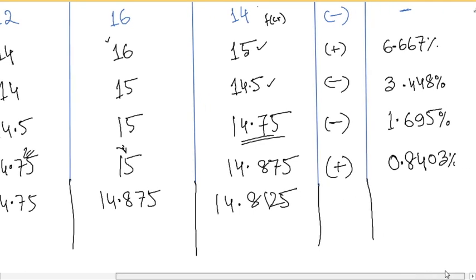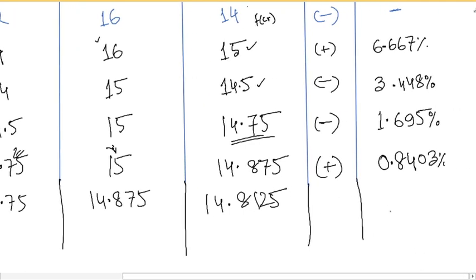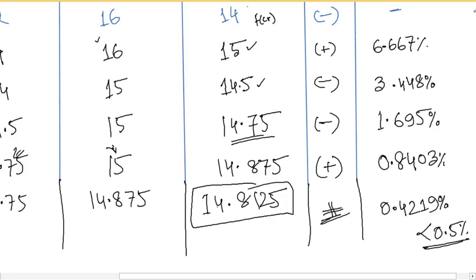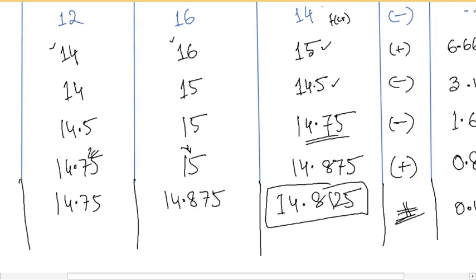Now if we calculate the absolute error, in this case this will give you a value of 0.4219%, and this is less than 0.5%, our stopping criteria. So we don't need to calculate the sign here, and we can stick to this result. This is our desired result for our stopping criteria.